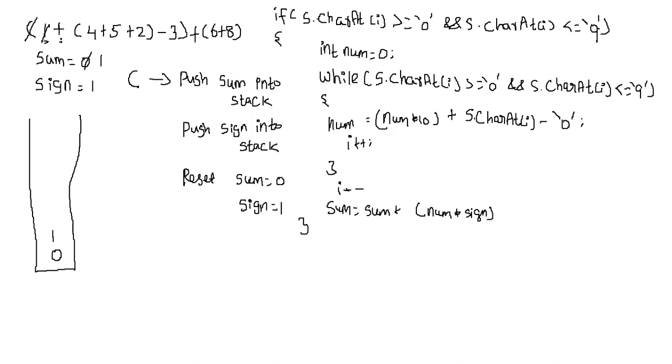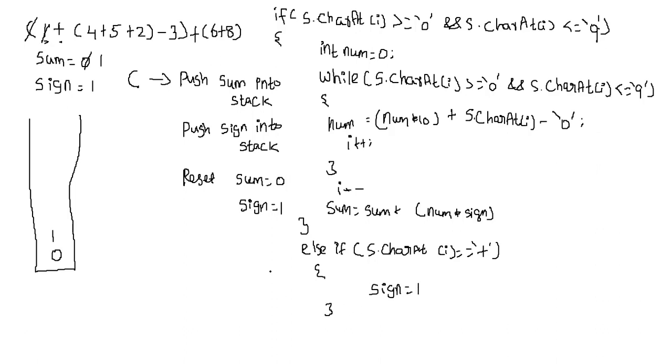Whenever I get plus, what I have to do is make my sign value as plus 1. So else if, next case, you might get plus, or you can give s dot charAt of i equal to plus, like this you can give. Okay, this is the code. So whenever you are getting plus, what I have to do, make your sign value as 1.